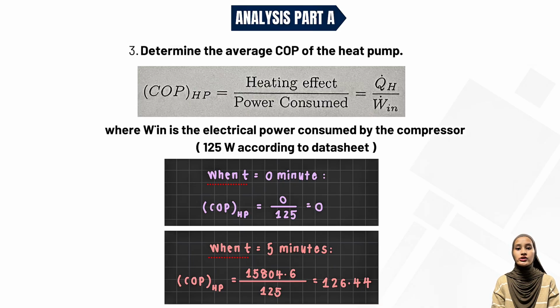We use the formula QH dot over W in dot, where W is the electrical power consumed by the compressor, which is 125 watt according to the data sheet. So when t is equal to 0, COP is 0. When t is equal to 5 minutes, COP is 126.44.